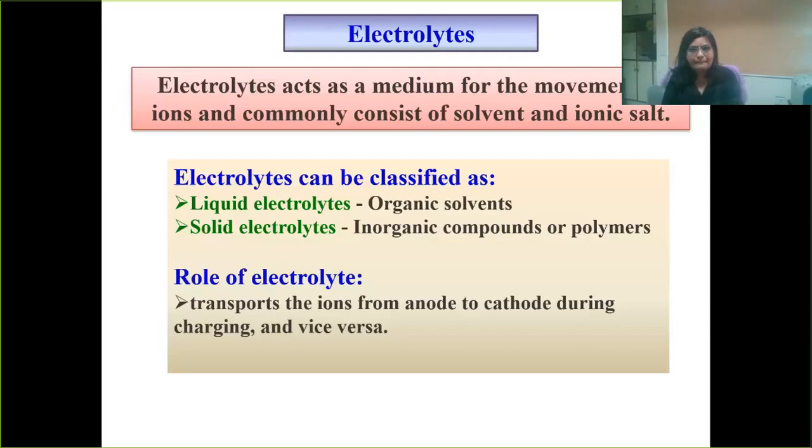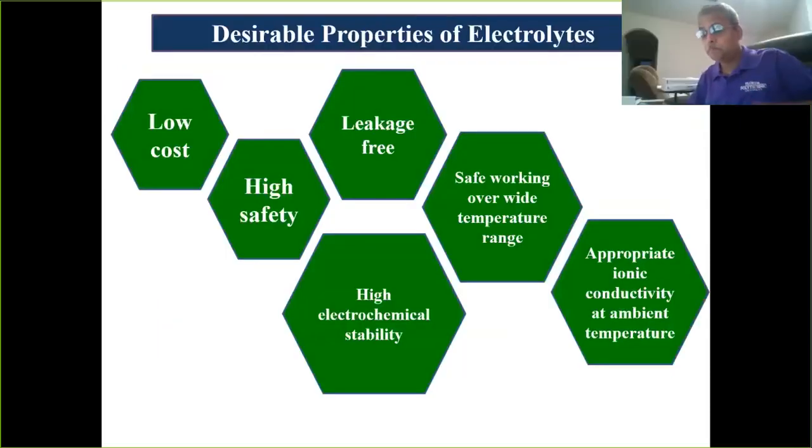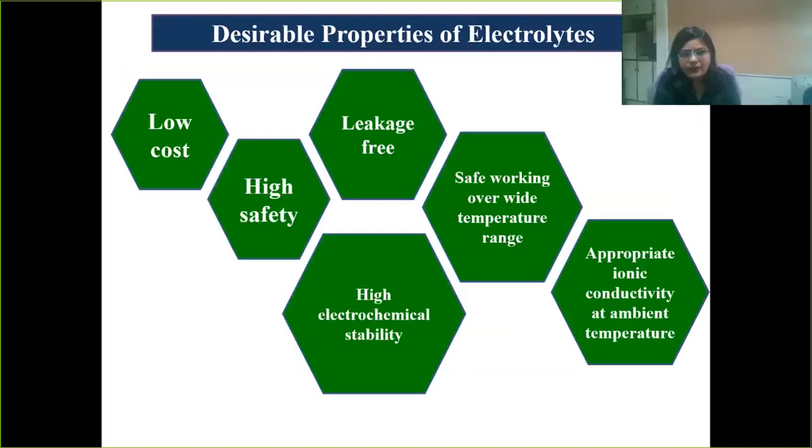So next please. Desirable properties of electrolytes: they should be low in cost, there should be high safety, they should be leakage free so that we can easily take the electrolytes from one place to another place, high electrochemical stability, safe working over a high temperature range, and appropriate ionic conductivity at ambient temperature. That is the main thing, and it should be of the order of 10 raised to power minus 5 Siemens per centimeter.